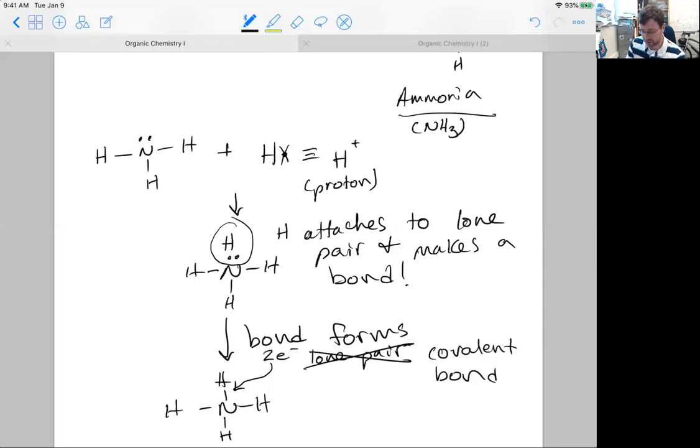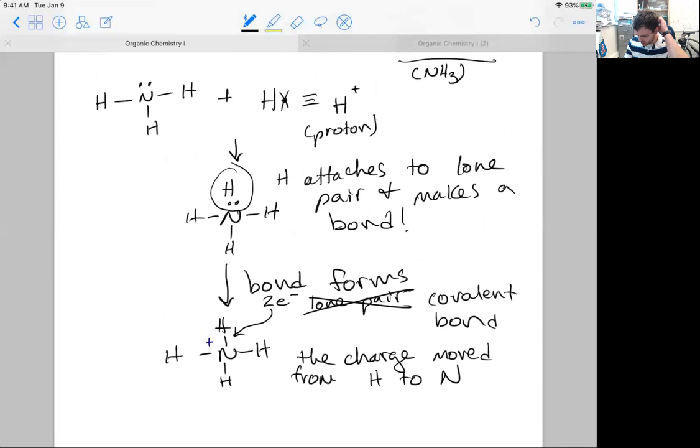We've seen this molecule before. NH4 has a +1 formal charge. So the charge moved from the hydrogen to the nitrogen. Charge moved from H to N. This is an example of an acid reaction.